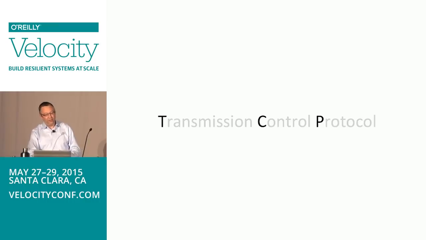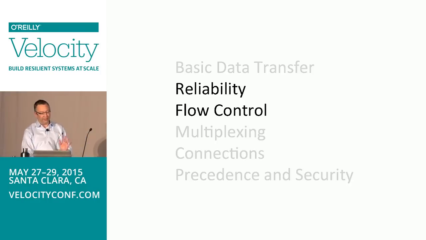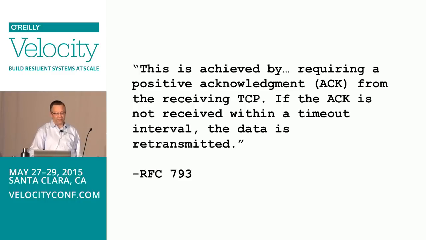The TCP algorithm provides for 6 basic properties, but for the purposes of this talk, we only care about 2 of them, reliability and flow control. So first, we'll look at the reliability. Here's the text from RFC 793. It says that reliability is achieved by requiring a positive acknowledgement from the receiver. If the acknowledgement is not received within a specified timeout interval, then the data gets retransmitted.